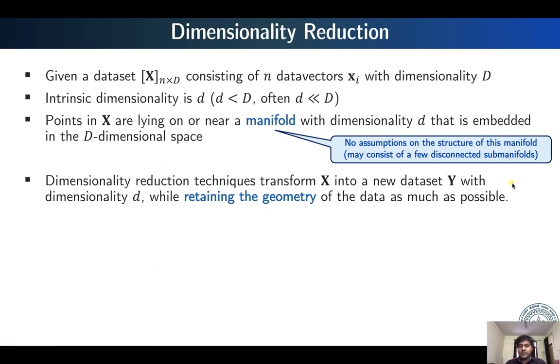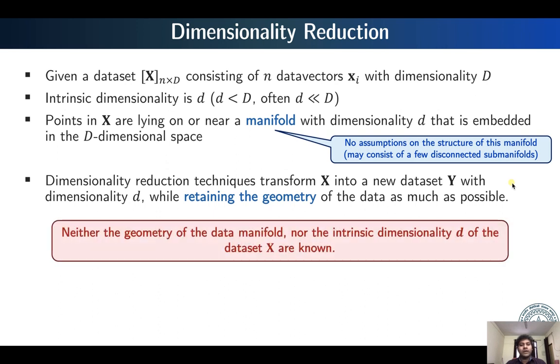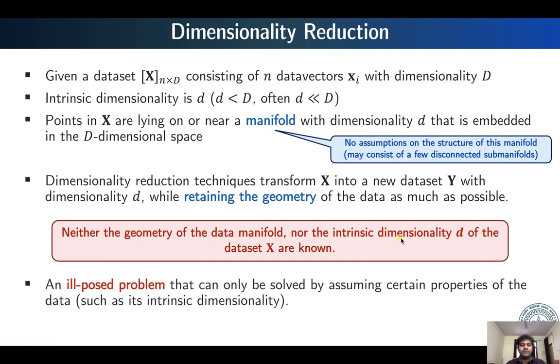So there is a problem with this particular transformation. We do not know the geometry of the data manifold. That is unobserved and unknown. And at the same time, we do not have any idea about the intrinsic dimensionality of the dataset. Both these things are unknown to us. So that's why the dimension reduction problem becomes an ill-posed problem, and we cannot generally solve it. We have to solve it by assuming certain properties for the data, such as the property that it has an intrinsic dimensionality represented as small d. Only under such assumptions can we solve this dimension reduction problem.